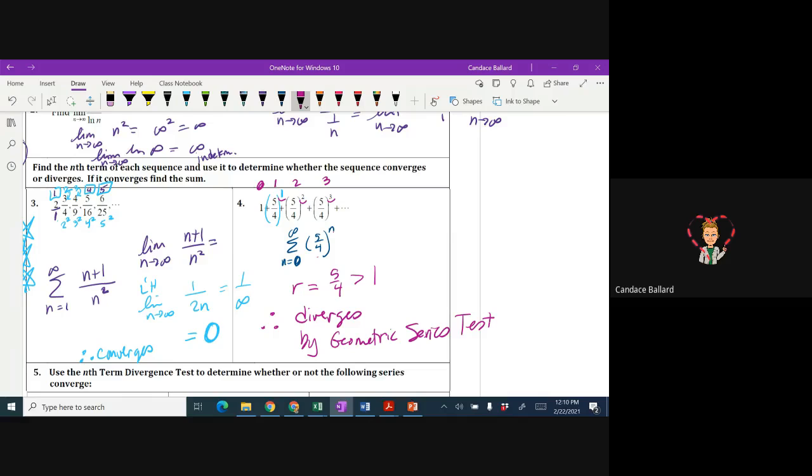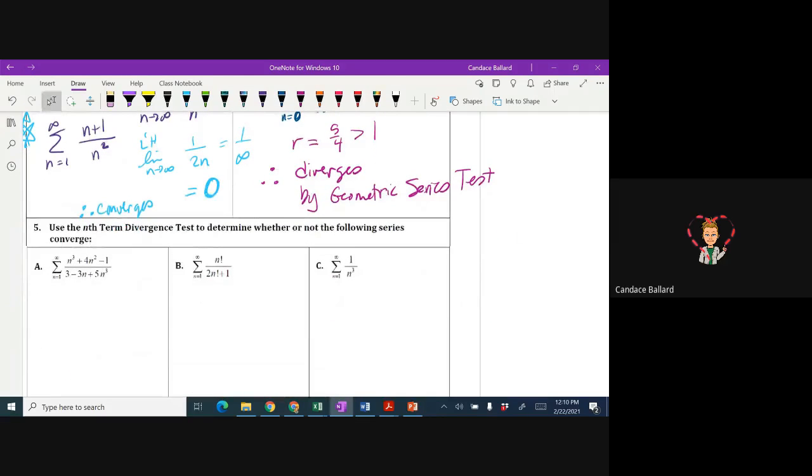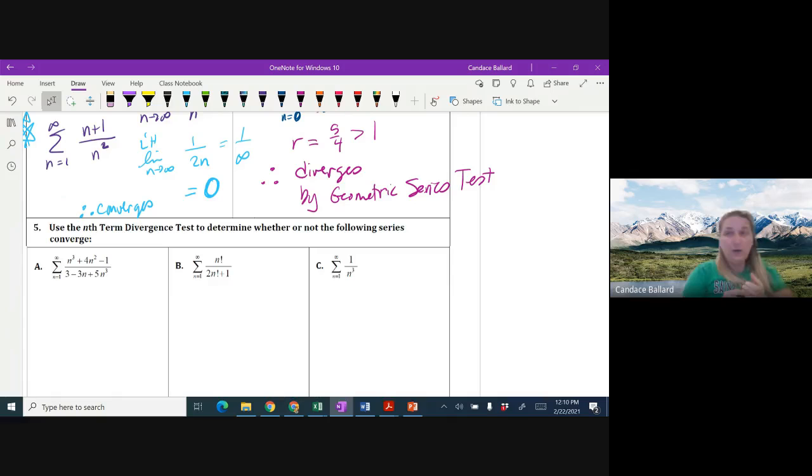Let's take a look at the next piece. We're starting with nth term, though I don't like nth term on letters choice C. I'm not sure why we said that. This is what happens when I borrow things from other people, right? So use the nth term test to determine whether or not the following series converge. Remember, nth term can only tell divergence. So if it doesn't work, I can't say that it converges. I have to use a different test.